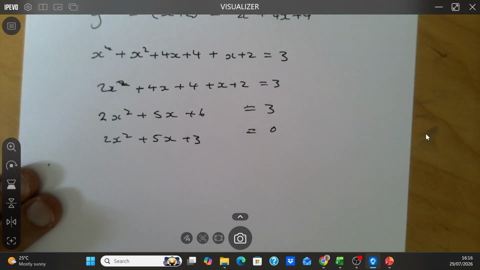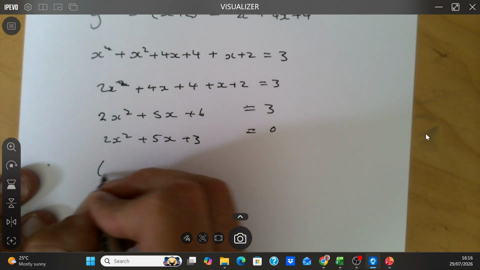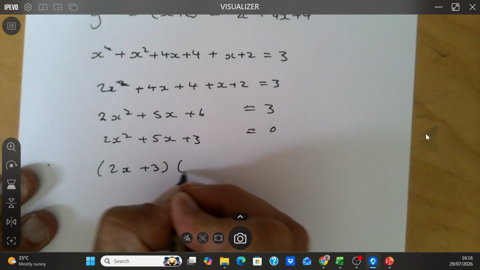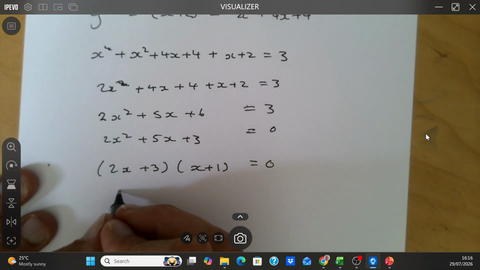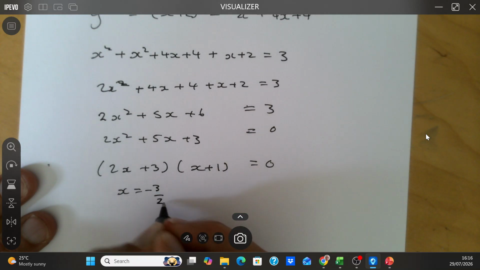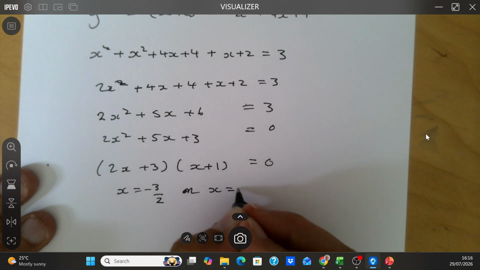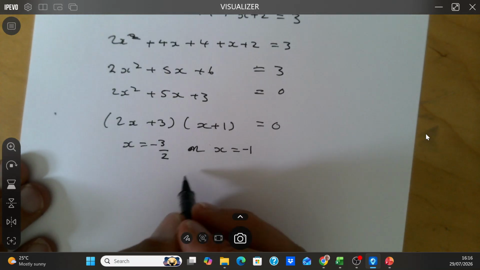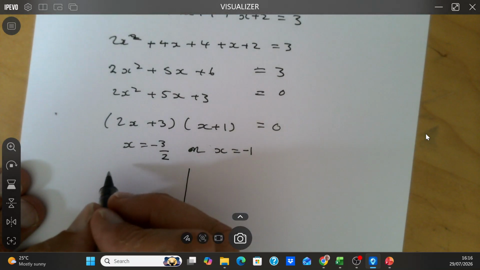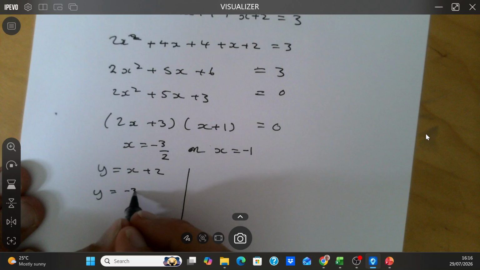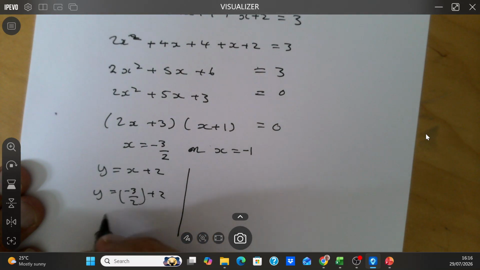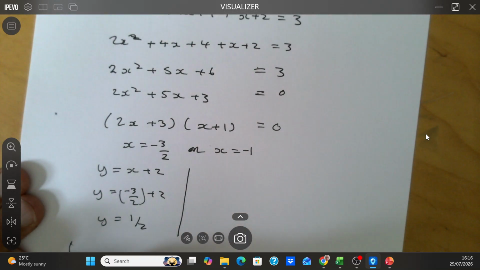Does this factorise? Well, if you think it does, you factorise it. If you can't, put it into the quadratic formula. This one does factorise. So this gives us our two values of x. Using those, we can just split it here just to make it clear. We know y equals x plus 2. So y will equal minus 3 over 2 plus that. So y will equal a half. That's one set of coordinates: minus 3 over 2, a half.